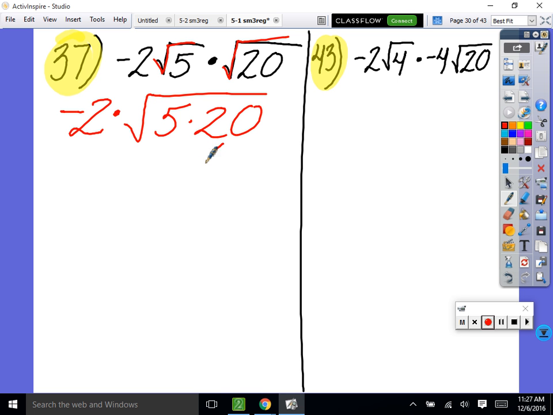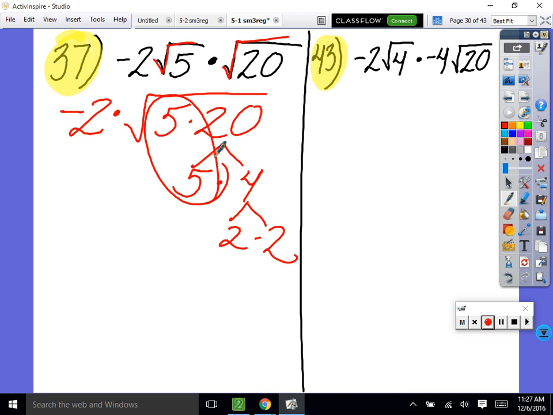20 breaks down into 5 times 4. 4 breaks down into 2 times 2. Now we're pulling out groups of 2 since it's a square root. So we'll pull out a 5 for those 2 5s. We'll pull out a 2 for those 2 2s. Because we're really just doing the square root of 25, which is 5, and the square root of 4, which is 2. Does everybody understand? Nothing was left under our house, correct?